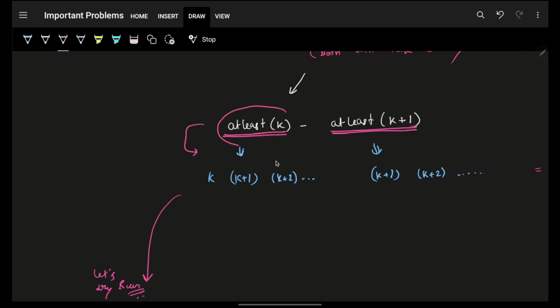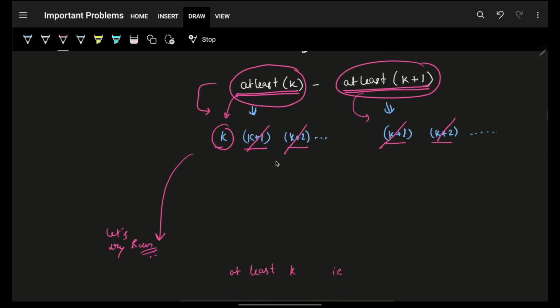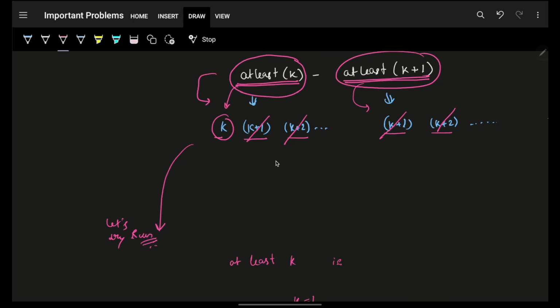This will be valid because at least k will say find all the subarrays with k, k plus 1, k plus 2 as constants. At least k plus 1 will say find all the subarrays with k plus 1, k plus 2, and so on and so forth as constants. If I subtract it, these will cancel out. I will simply be remaining with k. And that is the reason I will be able to find my answer for k.